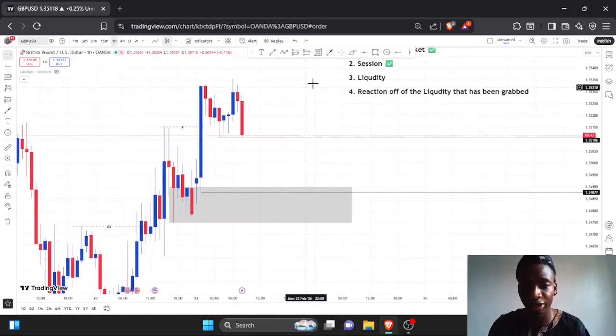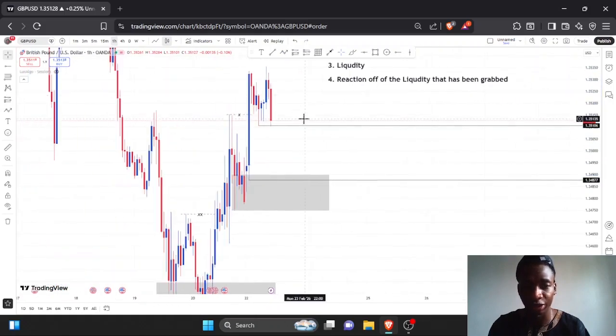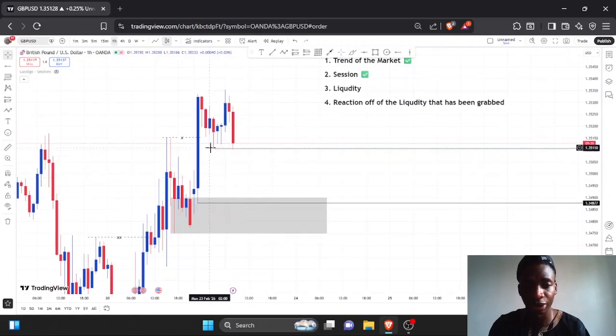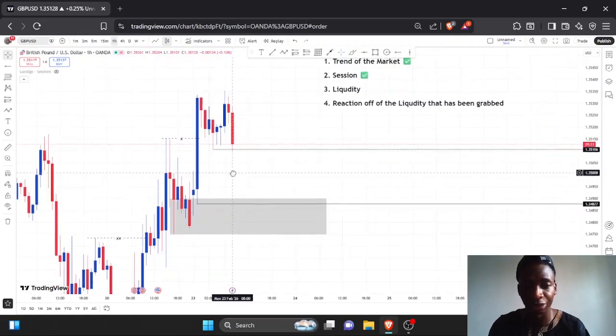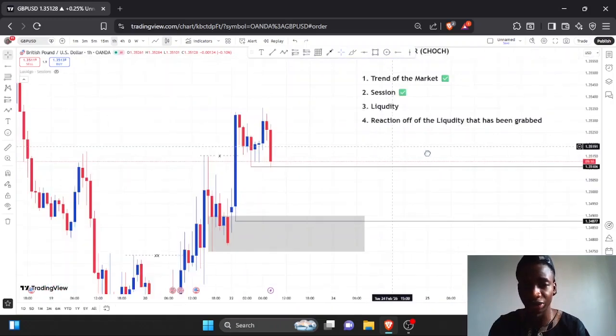Remember, if liquidity gets grabbed to the downside, let's say the market grabs liquidity here, we're expecting the market to move up. But if the market grabs liquidity to the upside, let's say it grabs liquidity now, I expect the market to fall. You guys understand? What we're expecting right now is for the market to grab its liquidity. Once the liquidity has been grabbed, we're going to look for a reaction off of the liquidity that has been grabbed. And what is the reaction?